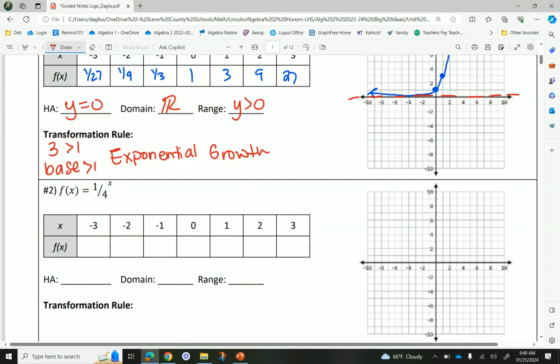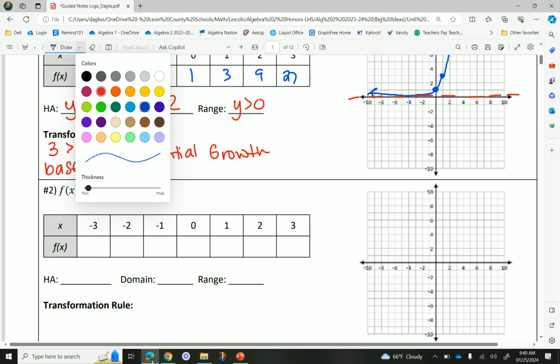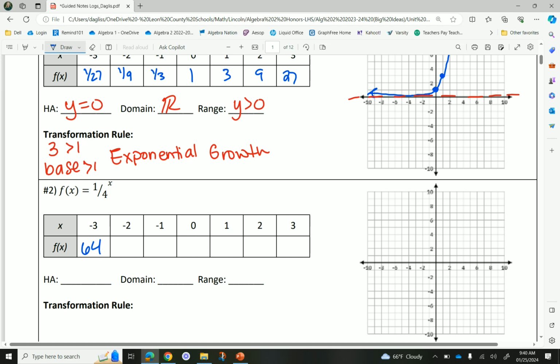All right, let's move on to our next one. 1/4 to the power of x. When you plug in -3, what happens? 64. All right. Brendan, how about when you plug in -2? 16. Zach, how about when you plug in -1? 1/4 to the -1 power. Hold on, it's negative. So it becomes 4.